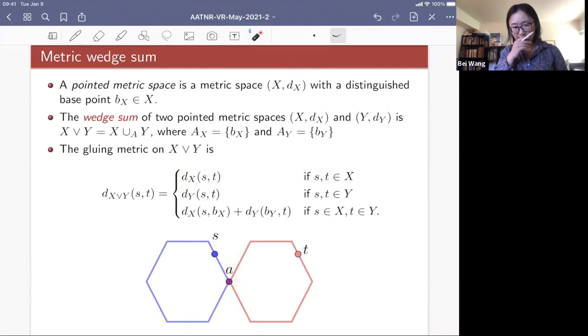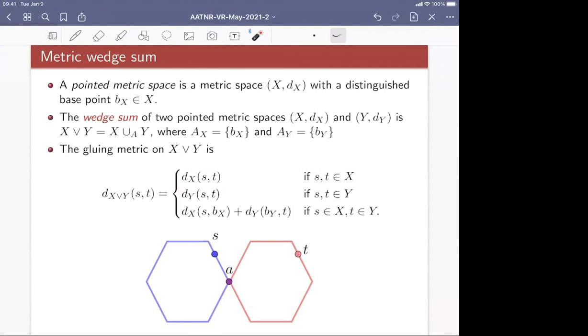I don't think it's possible to change the metric on X by the gluing. You are gluing on isometric subsets. And if you had a path that made it shorter, it would have to go through this intersection, and that would already happen in X. By the triangle inequality, the metric doesn't change on X.